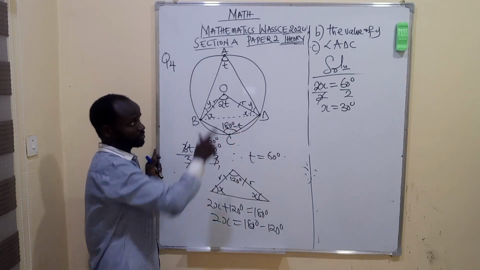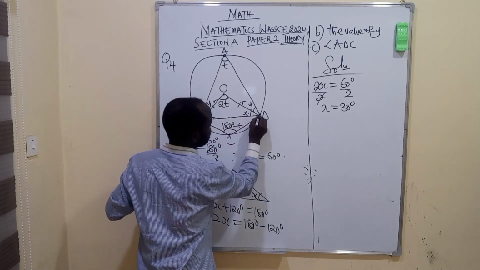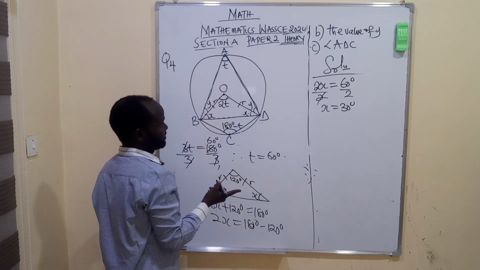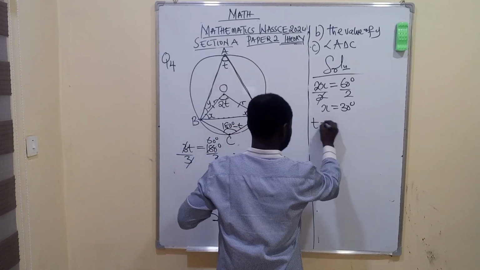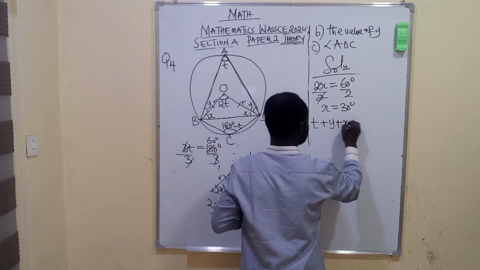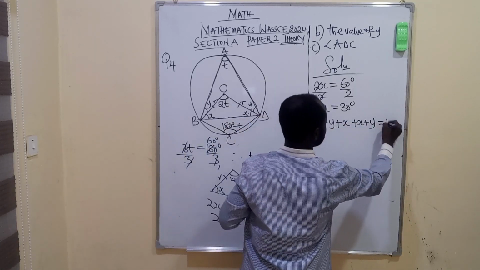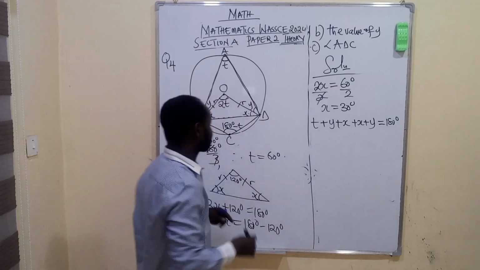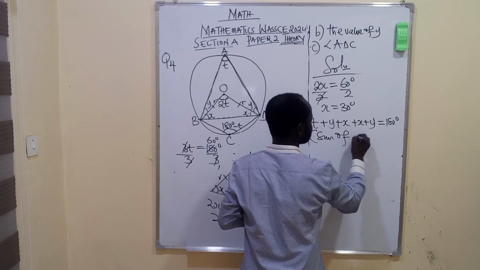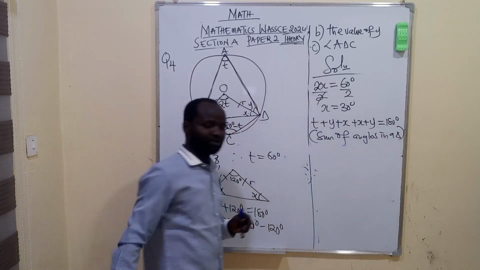So we can easily find y because the next question says find the value of y. Why? Because this is a triangle. This is a triangle and a t. You realize that t plus, let me add now, y plus x plus again x plus y will be equal to 180 degrees. That is the sum of angles in a triangle. So the reason is sum of angles in a triangle. Of course, they sum up to 180.